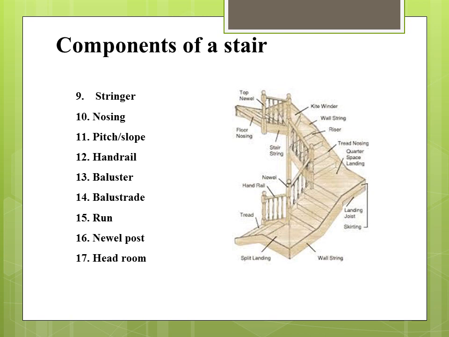handrail. Balustrade. A row of balusters surmounted by a handrail. Run. It is the total length of stairs in a horizontal plane, including landings. Newel post. This is the vertical post placed at the end of a flight to connect the ends of strings and handrails. Headroom. It is the minimum clear vertical distance between the tread and the overhead structures such as ceilings.